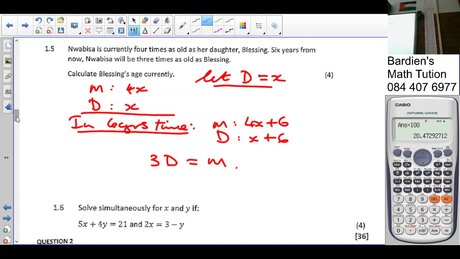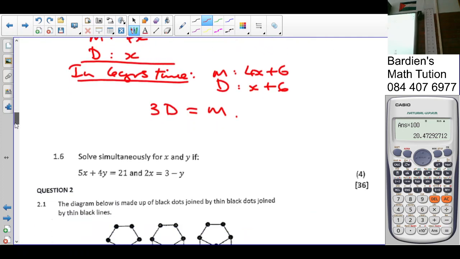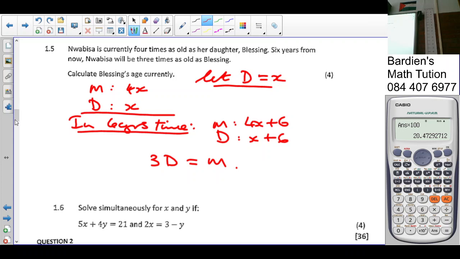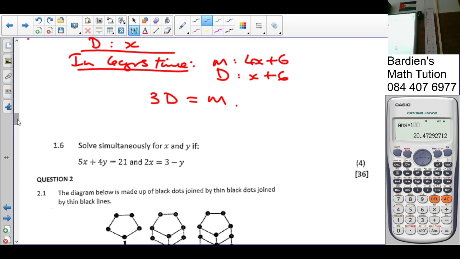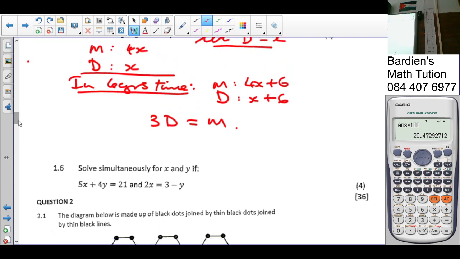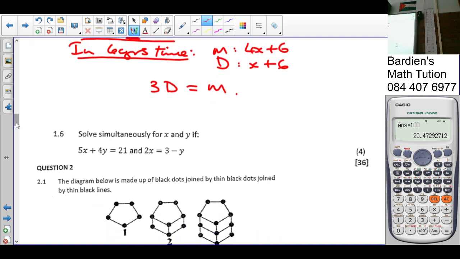Not so? So the question says, calculate Blessing's age currently. Blessing is the daughter. So in other words, if I've solved for x, I've done the job. You all understand? So how old is the mother in 6 years time? 4x plus 6. How old is the daughter? x plus 6. So it's just a matter of solving for x. Okay?